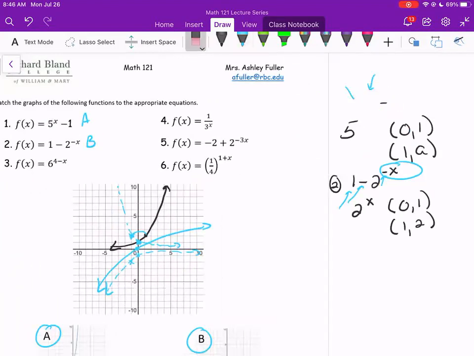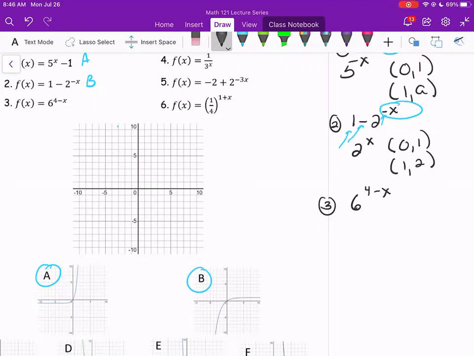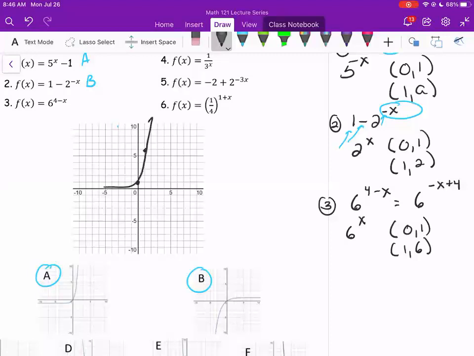Let's proceed now to number 3. If we look at our basics for number 3, we have 6^(4-x), giving us the most basic function of 6^x. I like to rewrite this as 6^(-x+4). I just think it helps me picture things better. My two points are going to be (0, 1) and (1, 6). So I plot those points, and we have our most basic function here.